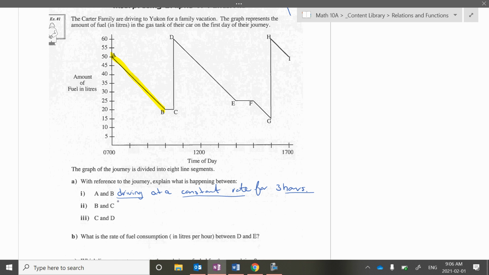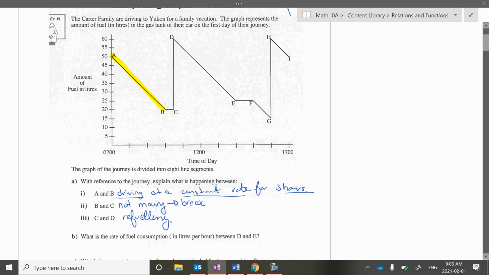Good, right on, not moving. Likely, if you're on a road trip and your car's not moving for 30 minutes, what's happening? You're eating. It's probably lunch or a break. It's in the Yukon, so maybe they're leaning over the edge of the mountain and looking at some mountain goats. You never know. Okay, what's happening between points C and D? Good. Right on, refueling.